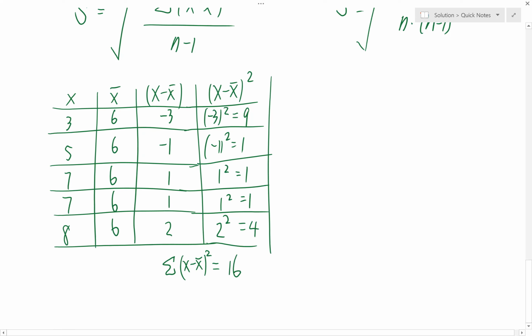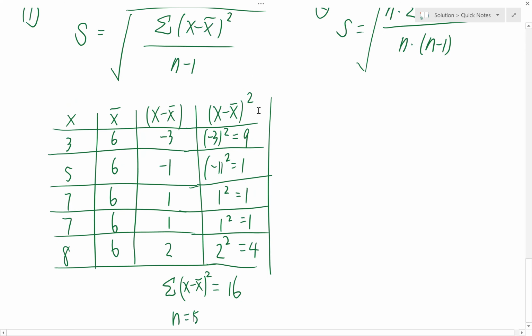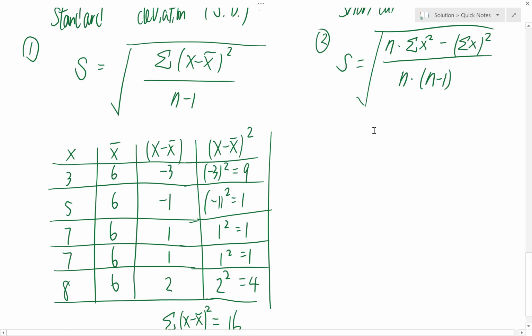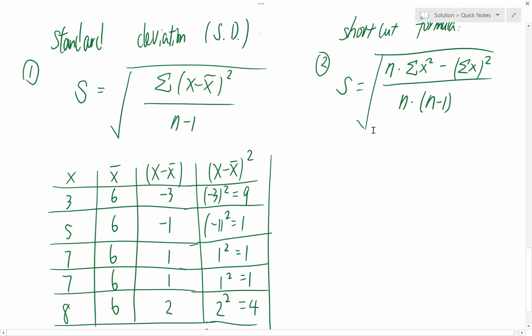Then we know the sample size is 5. Now we're ready to calculate this result. All you have to do is put it in. We get the square root of 16 over 5 minus 1, which turns out to be 16 over 4, which is the square root of 4. So the answer is 2. The standard deviation is 2.